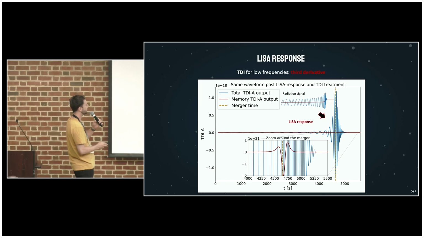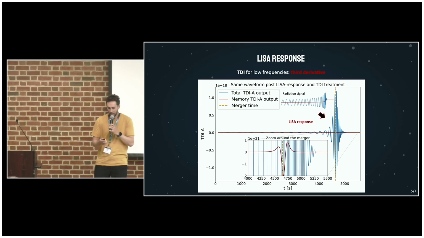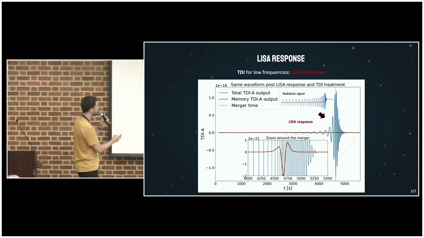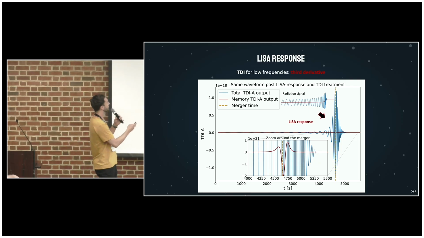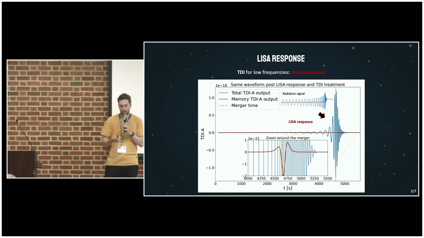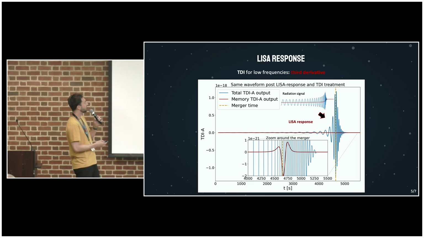So memory is really just a burst around merger, and we can actually understand this shape by just knowing that the TDI actually acts at low frequencies as a third derivative, and this is just what we see. This is just the third derivative of this signal here, and so because it's a derivative of a low frequency signal, of course, the big amplitude that we had in the beginning is now very small. This is the reason why it's really hard to detect memory with our detectors.